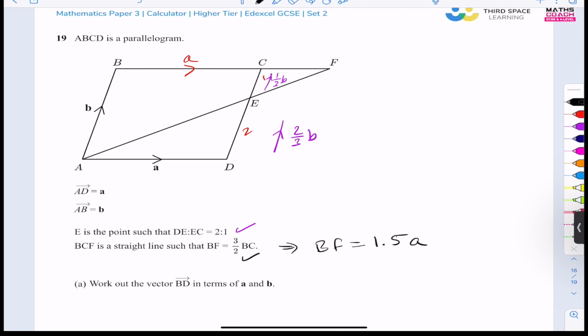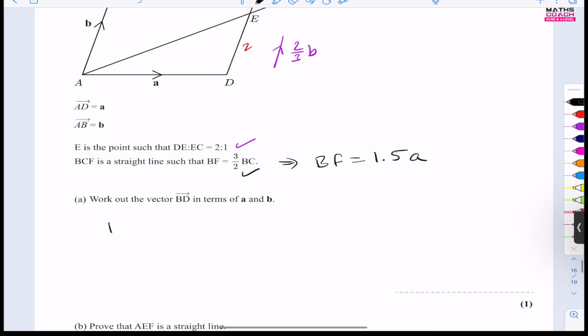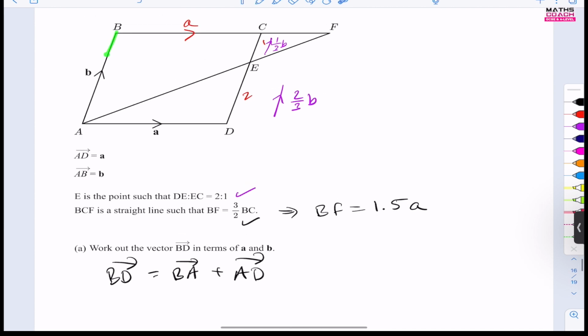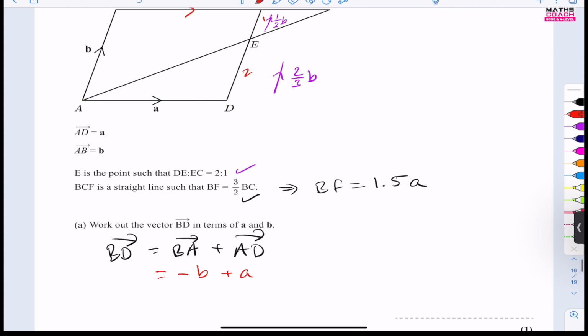Now let's focus on this B to D. Now, B to D, how do we get there? B to D, right there. We can't obviously go down diagonally like that. We have to go backwards here and then there. So it's going to be B to A plus A to D. And B to A is going back against the B, so it's going to be minus B. And then A to D is a positive, so it's positive A plus A. And we can rewrite this as A minus B. So B to D is A minus B.